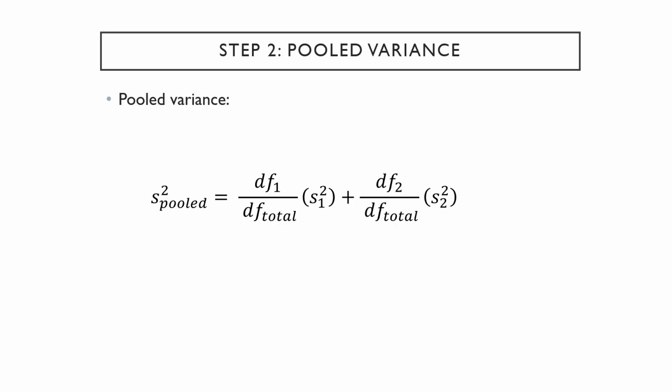Once you have the total degrees of freedom, you can find the pooled variance, which again is just combining the variances of each group. In this lecture, the variances will be given to you, but you can always review the Chapter 4 lecture if you need a refresher on how to calculate this. The equation for pooled variance is degrees of freedom for group 1 divided by the total degrees of freedom multiplied by the variance for group 1 plus the degrees of freedom for group 2 divided by the total degrees of freedom multiplied by the variance for group 2. We'll have practice with this later on when we combine the steps.